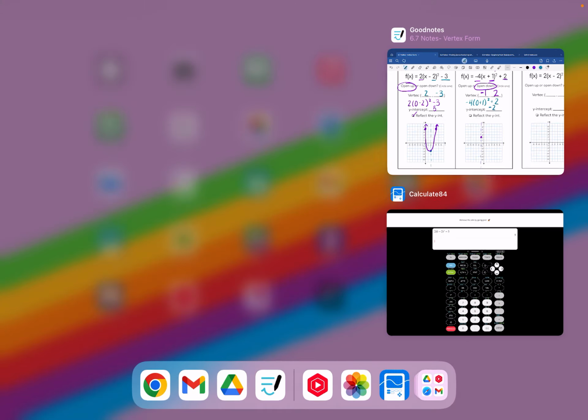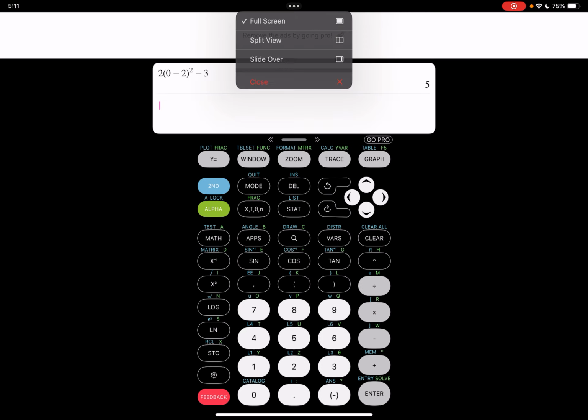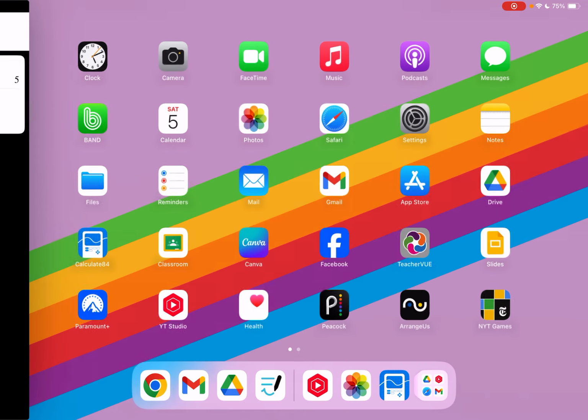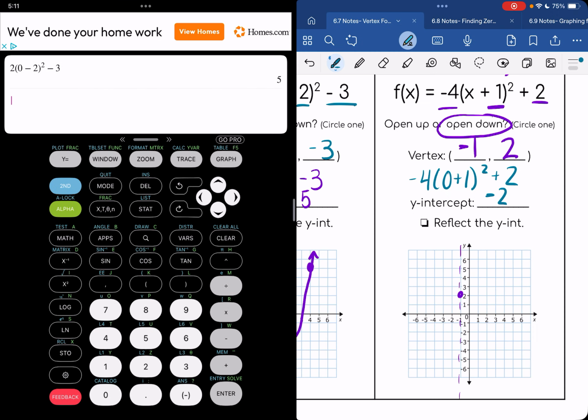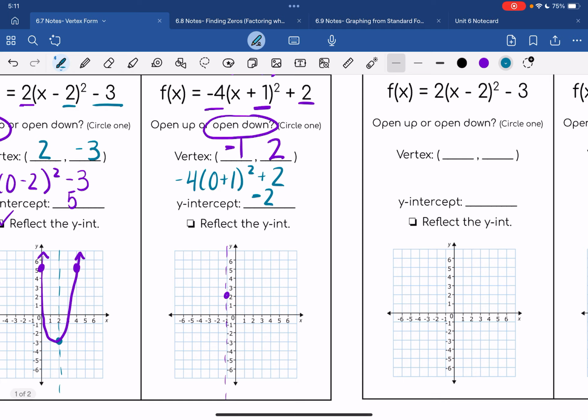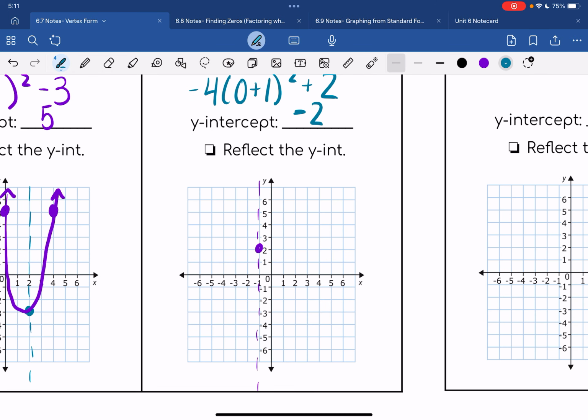Okay, if I want to do that in a calculator, I could. Split view. We would do -4 times 0 plus 1 squared plus 2. Now we get -2. Oh, that's not what I meant to do. There we go. All right, so I'm going to graph that.